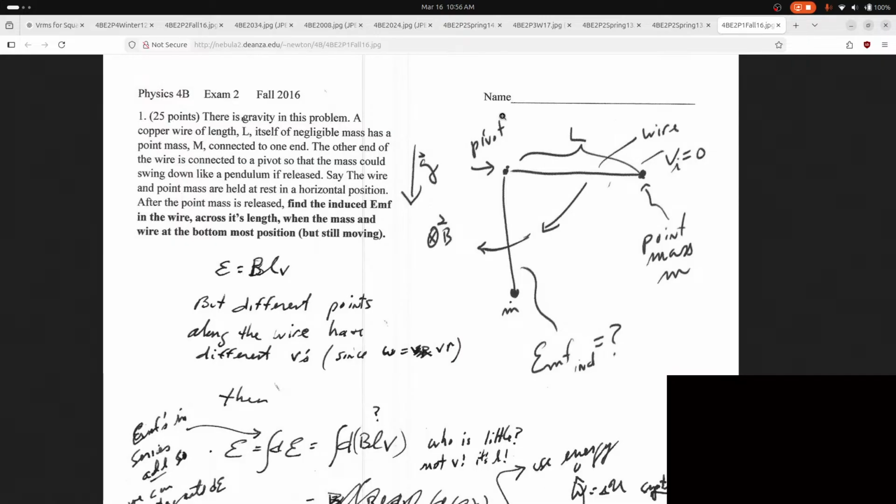Find the induced EMF in the wire across its length when the mass is at the bottommost position, but still moving.